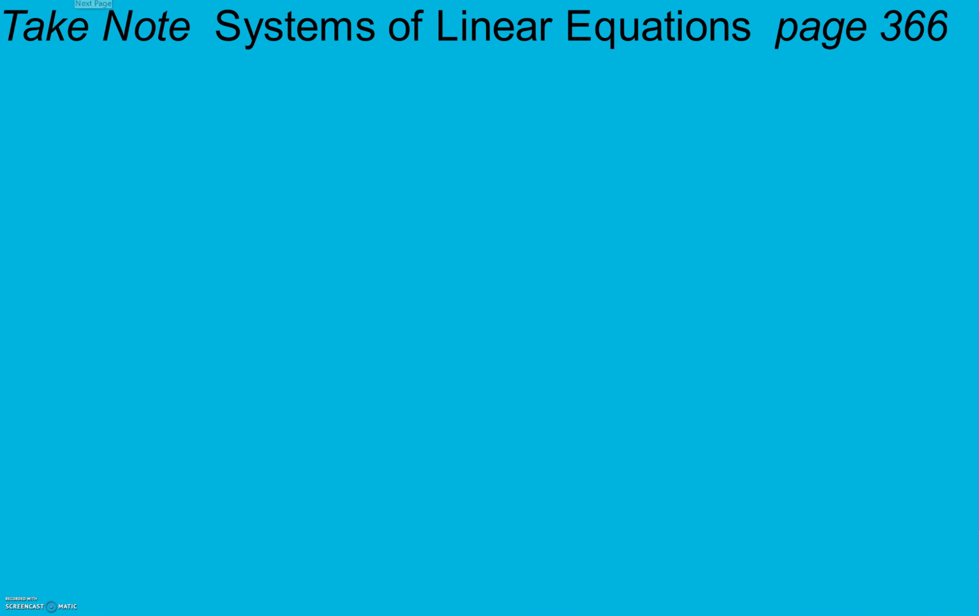Take note on page 366 just summarizes and puts all of that information together. So it gives us the graphs and descriptions for inconsistent, consistent, and independent systems there as well.